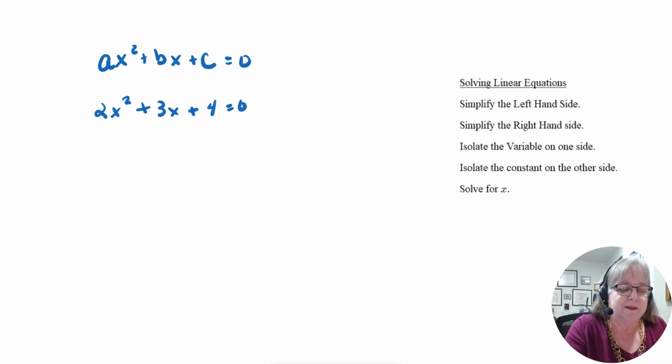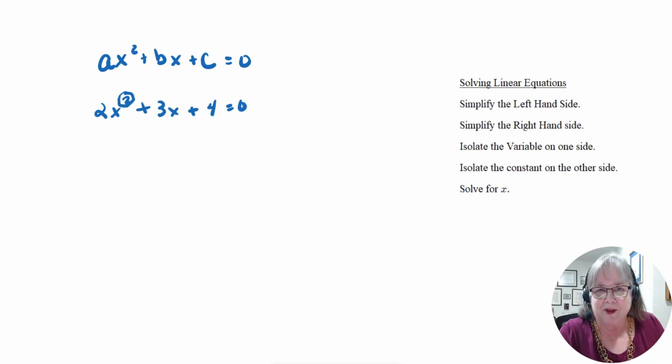And in this case, a would be 2. A is the number that multiplies the x squared. B would be 3. That's the number that multiplies x. And c would be 4. So the main thing here is if it's got a square right there, it's quadratic.